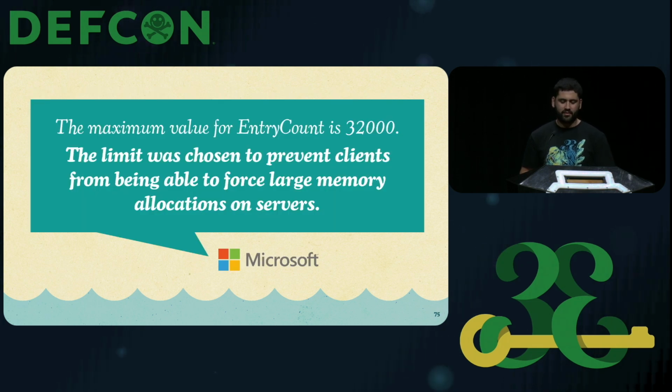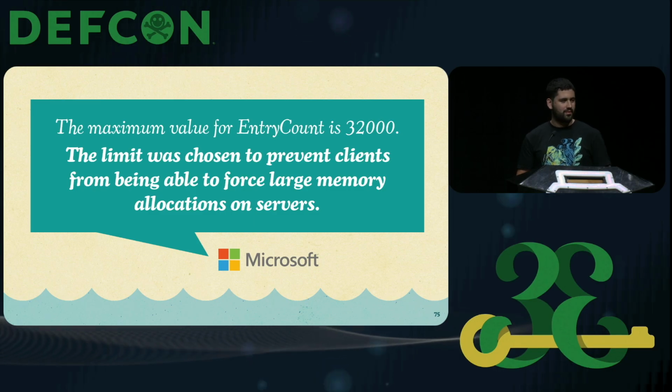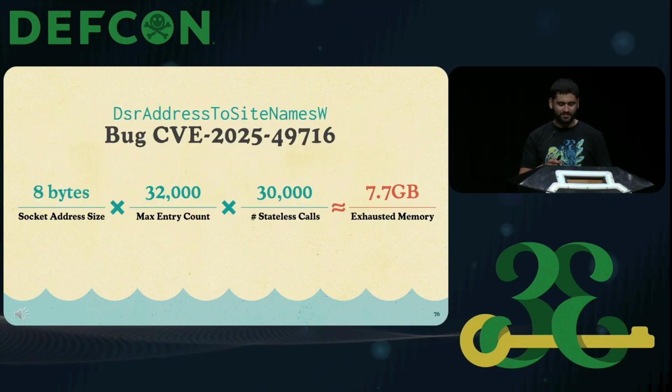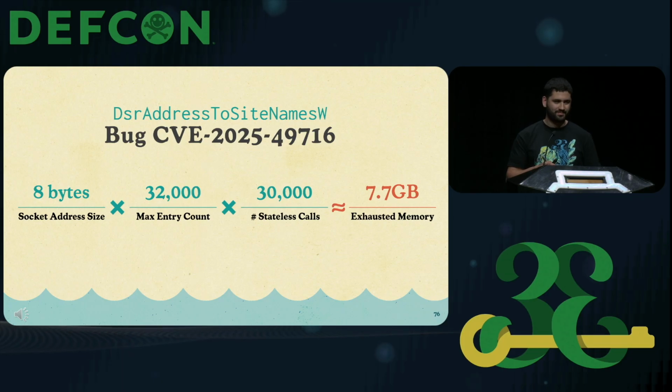But is it really perfect? The Microsoft documentation says that the maximum value for entry count is 32,000. The limit was chosen to prevent clients from being able to force large memory allocations on servers. So, should we give up? Well, no.